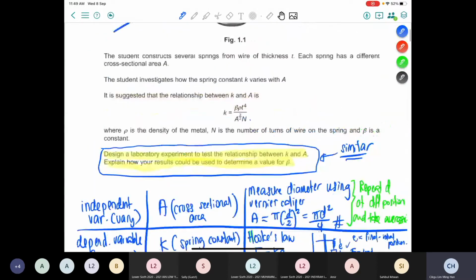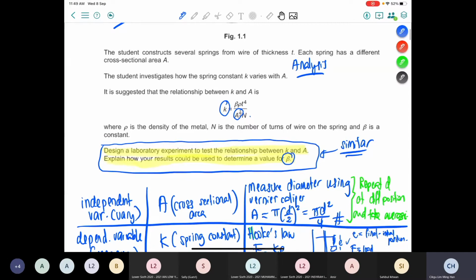Maybe analysis I just do it here. Yeah. So analysis. All right. Now, analysis, we have to look at what we want to do. We have a K here, and we have the A here. We have a A here. Yeah. So how can I get my beta? I want to get my beta here.